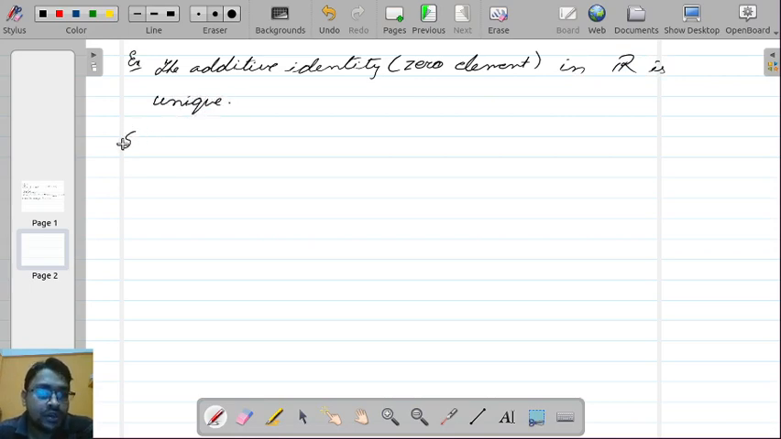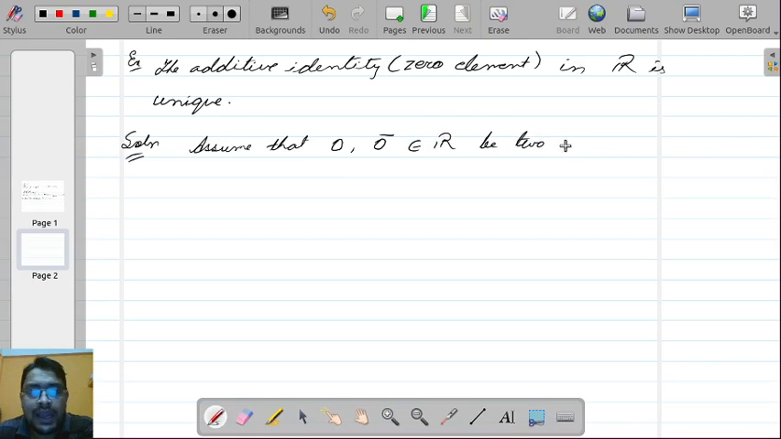So how do we show this? We will assume that 0, and let us take another symbol, say 0 bar, belonging to R, be two zero elements.